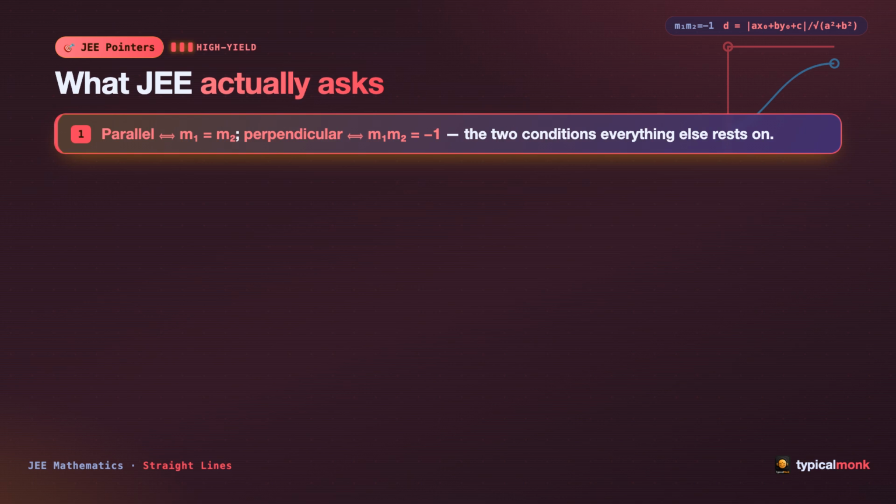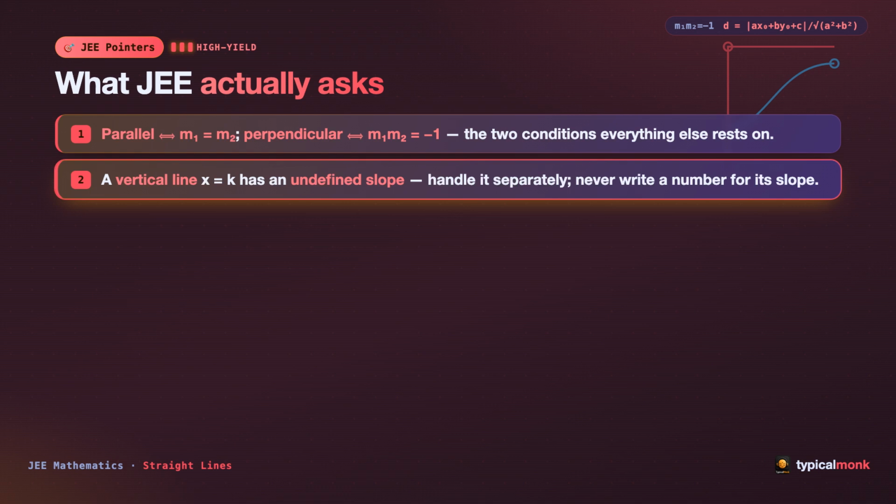5 pointers. 1. Parallel means the slopes are equal. Perpendicular means their product is −1. Every other result in this chapter leans on these two. 2. A vertical line, x = k, has an undefined slope. Handle it separately. Never write a number for its slope, or you will divide by 0.